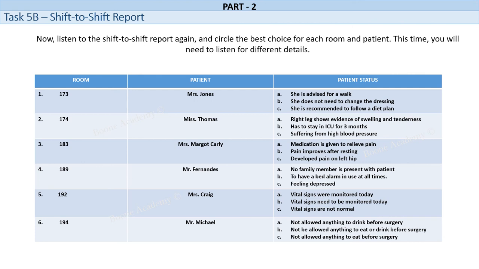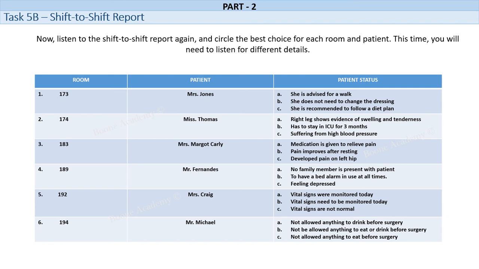Next and the last, room 194, Mr. Michael, was admitted to the emergency department at 8 p.m. yesterday night. He was suffering from severe abdominal pain. He had an MRI scan which showed that he has 2 large kidney stones. He's on painkillers at the moment, taking Andone and ibuprofen.